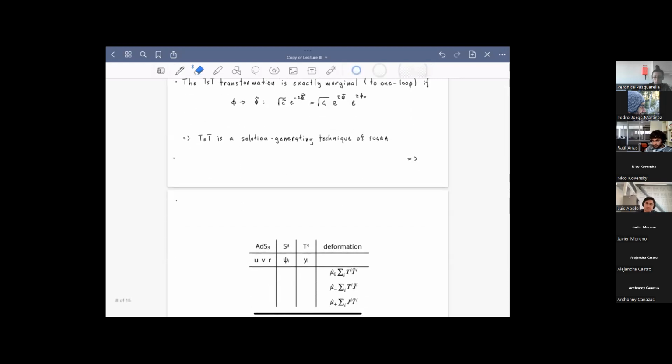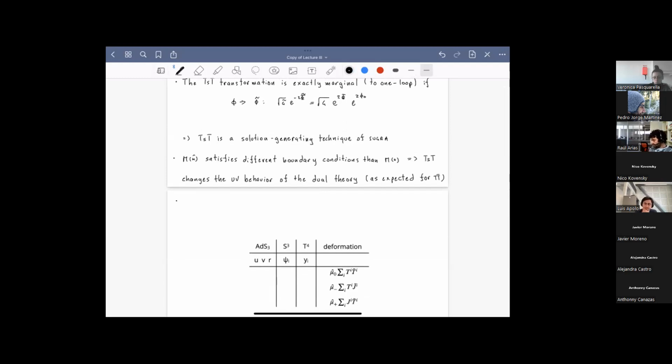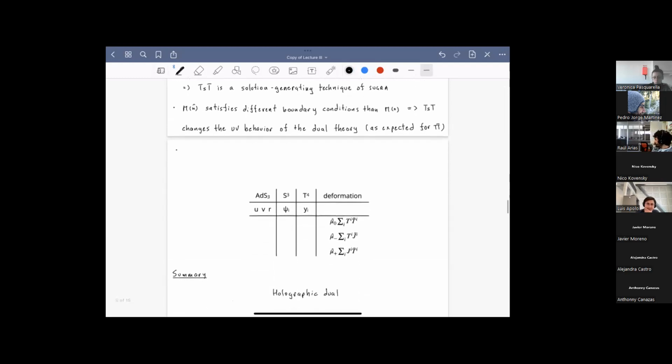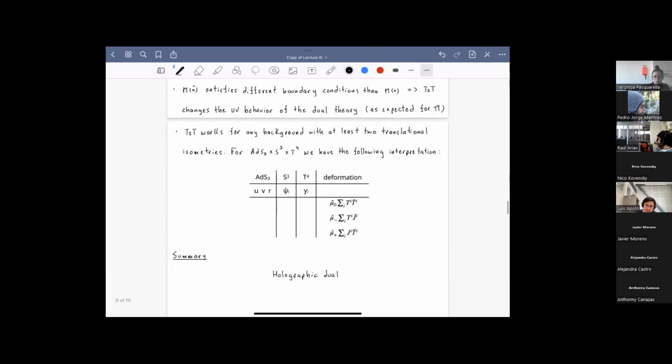And something to note about this new solution is that it's going to generically satisfy different boundary conditions than the undeformed background, which means that TsT changes the UV behavior of the dual theory, which is what we expect from an irrelevant deformation like TTbar or JTbar. And indeed, it turns out that you can perform these TsT transformations for any background that has at least two translational isometries. So for an AdS3 cross S3 cross T4 background, for example, we have the following interpretation.